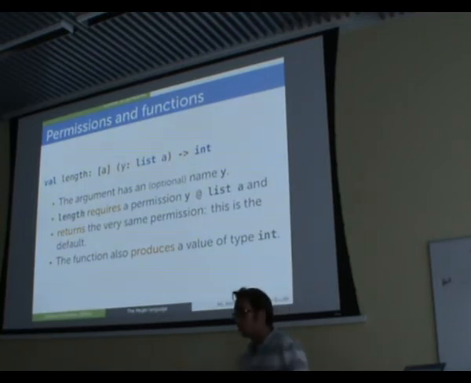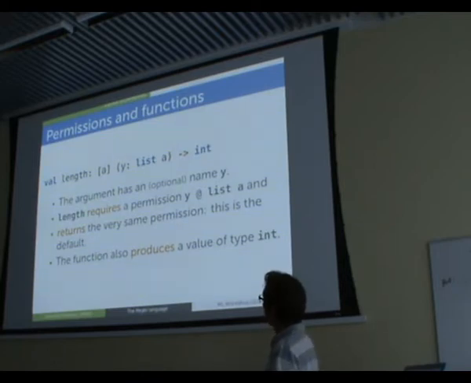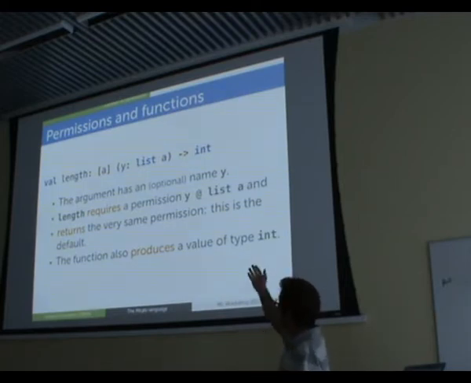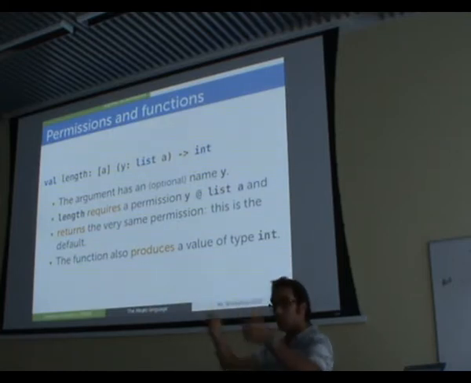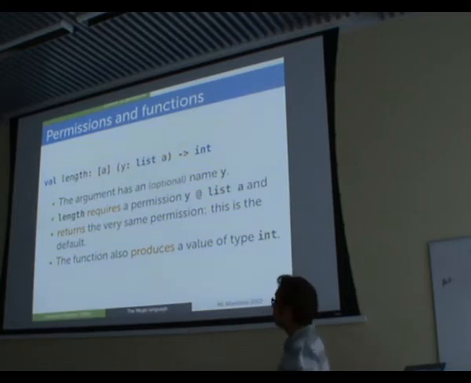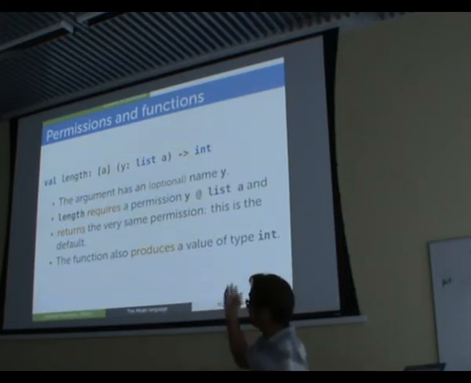So let's consider the usual length function. That's nothing fancy. So it's for all a, that's our notation for all, it's not a list. It takes an argument called y, which is a list a, and it returns an integer. And as a convention, we understand that function to both require a permission y at list a and return that permission at the same time. Because what the function does is it grabs access to y, runs over it to find out how long it is, and then returns to the caller the permission on y. And at the same time, it produces a value of type int.